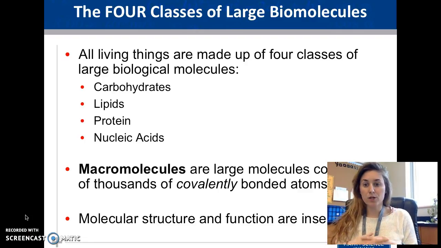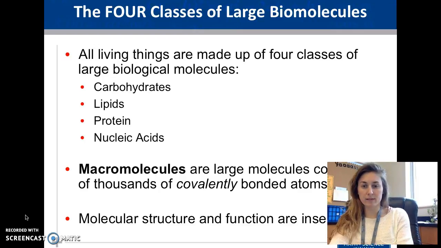So there are four large, what we call biomolecules, basically the four molecules that make up all living things: carbohydrates, lipids, also known as fats, proteins, and nucleic acids. They are considered macromolecules because they're composed of thousands of covalently bonded atoms. Most of them are strings of carbon. That's what you need to know about that. Hopefully you remember that we talk about the simple building blocks of each of these and what they look like in larger forms. You should have talked about it in Gen Bio.